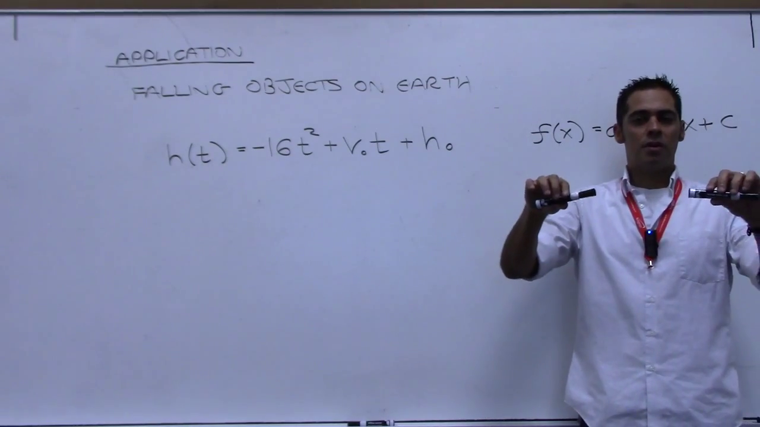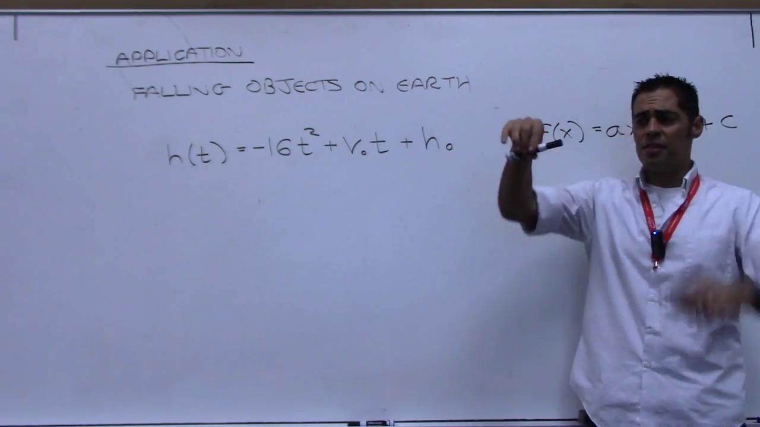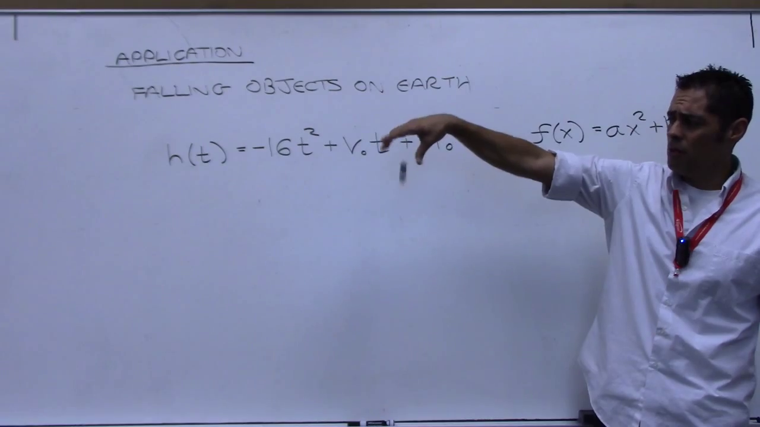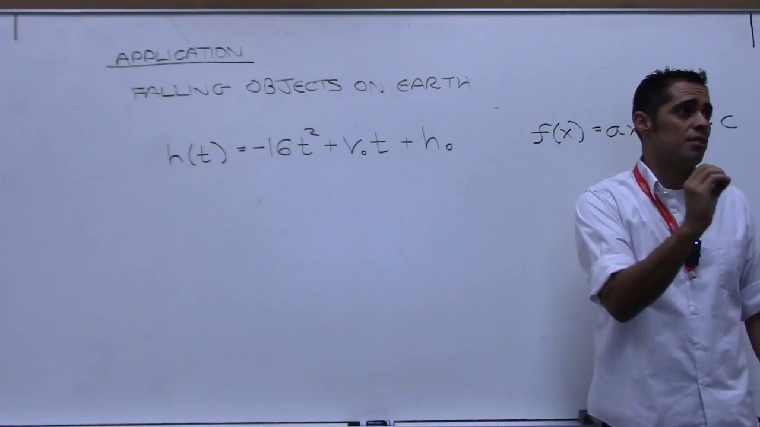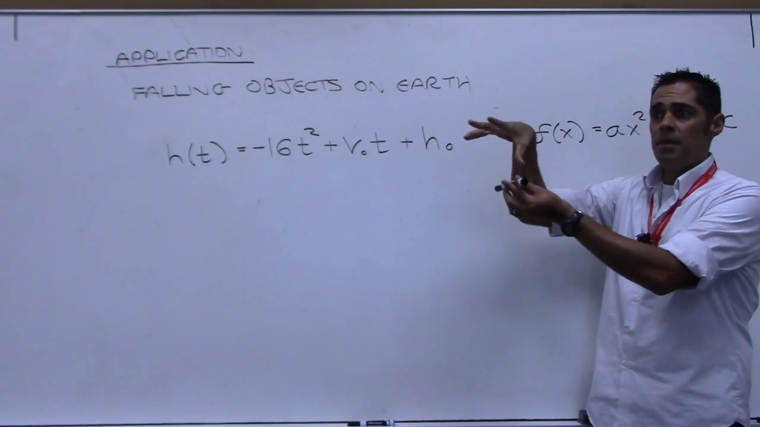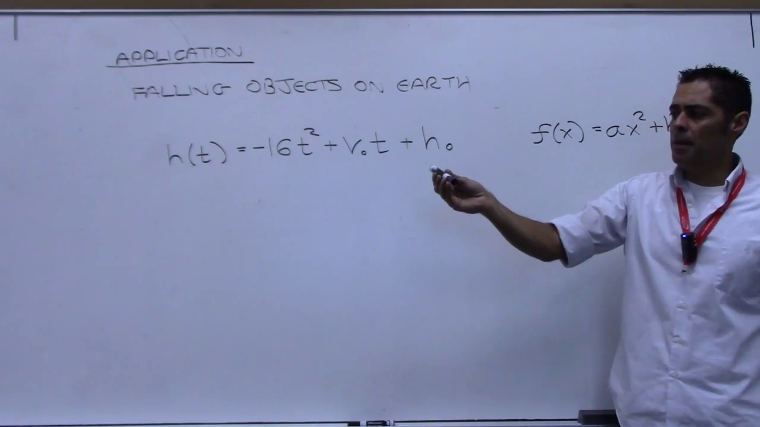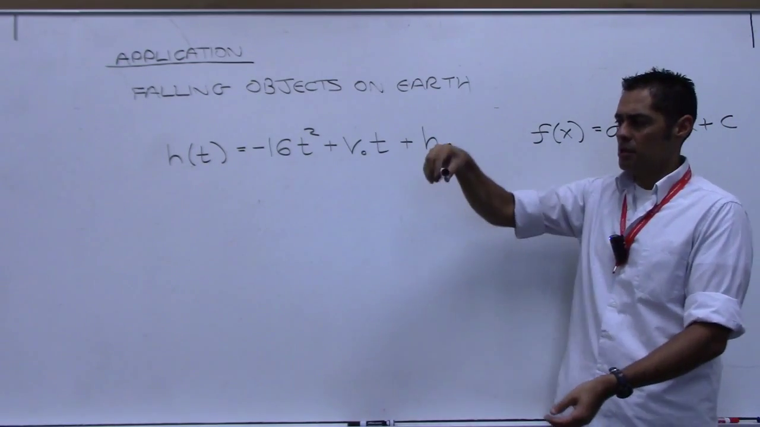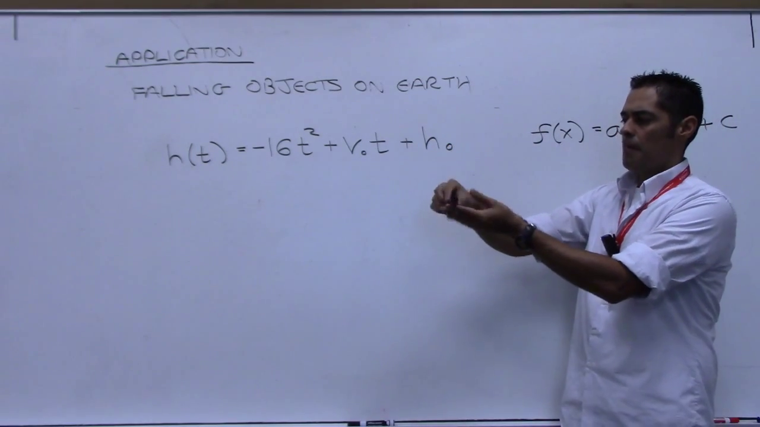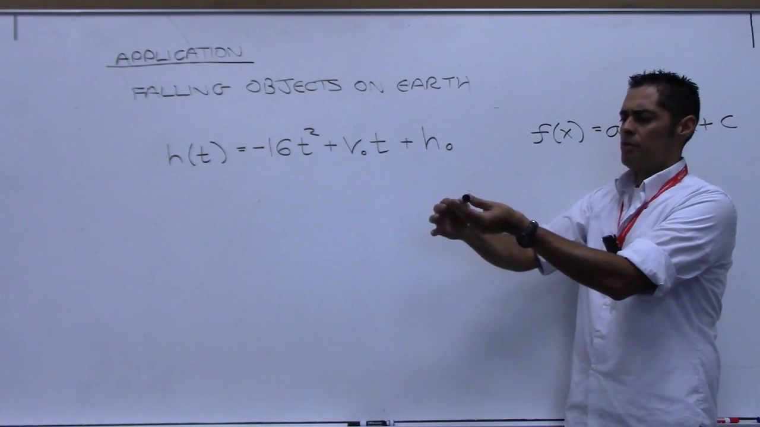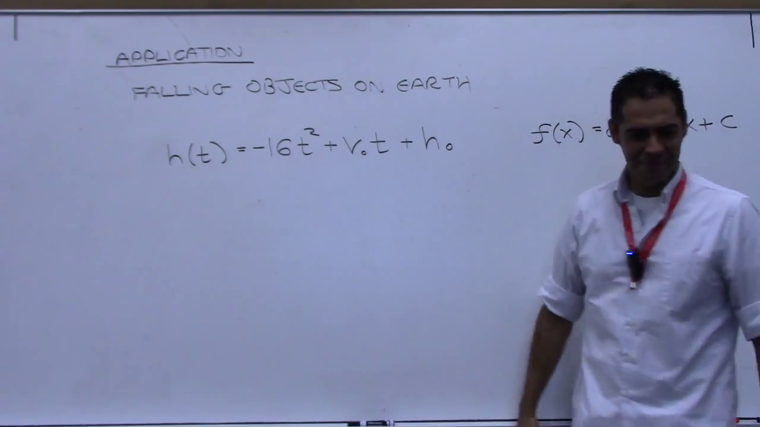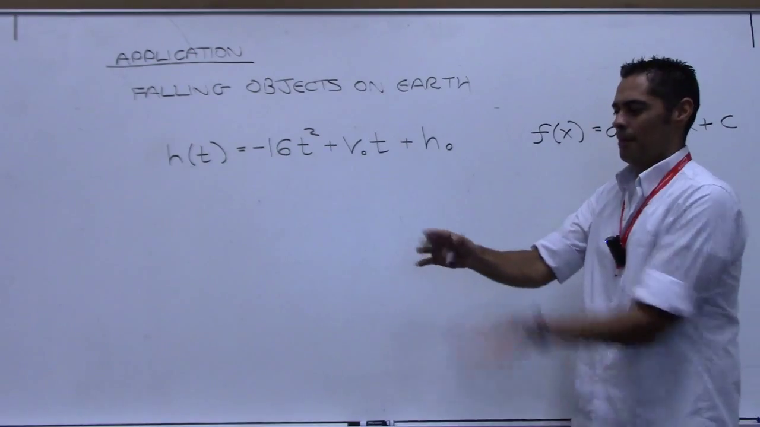If I just take two markers and just let it go, that means your initial velocity was 0, because all you did was just drop it. If I take the pen and instead, imagine I'm not going to just let it go. I'm actually going to give it some initial velocity.